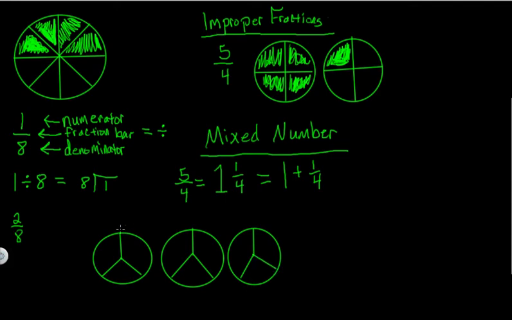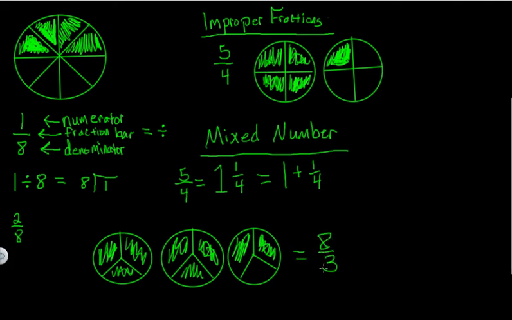So if I shade 1/3, 2/3, 3/3, 4/3, 5/3, 6/3, 7/3, 8/3, okay? This is what this looks like. So this is the improper fraction 8/3, right? I have 8 of my thirds shaded. So this represents 8/3. So I want to know, what is this going to be as a mixed number?